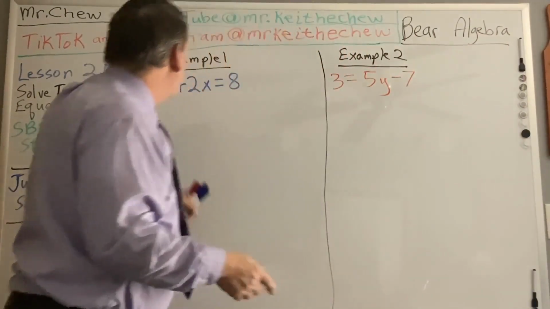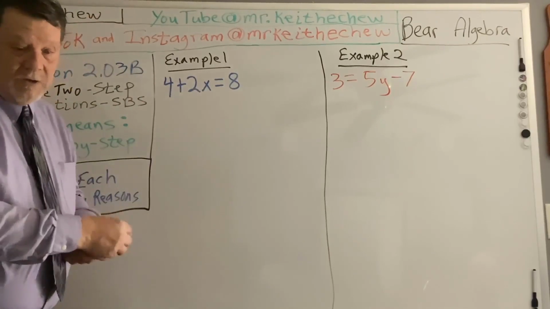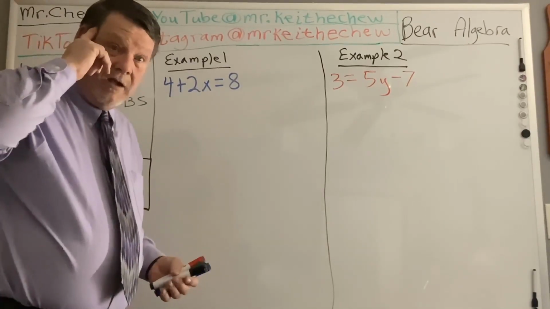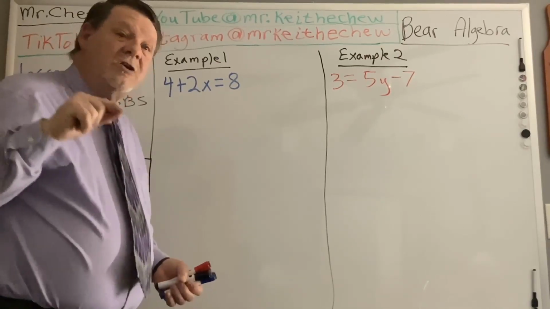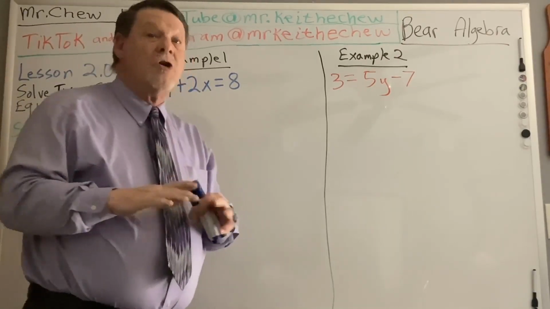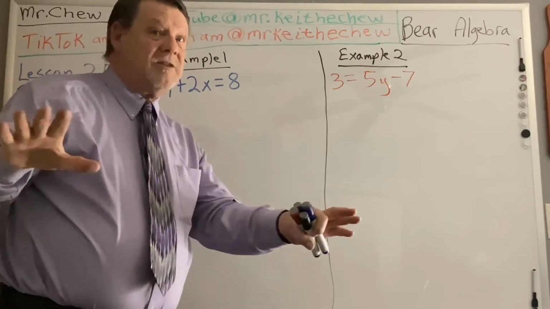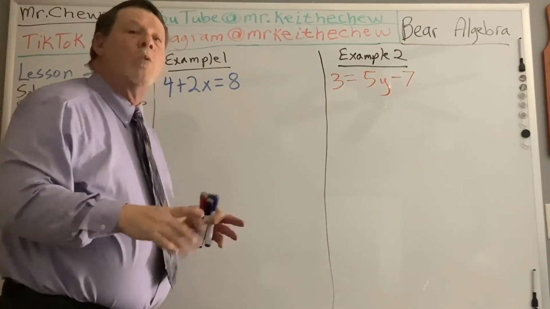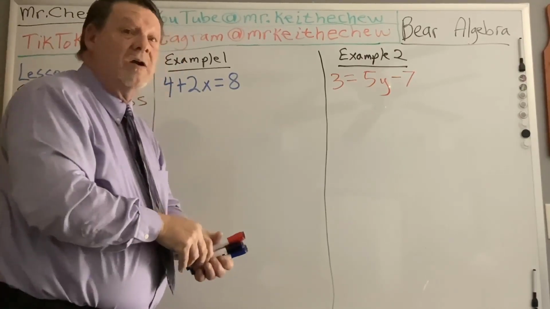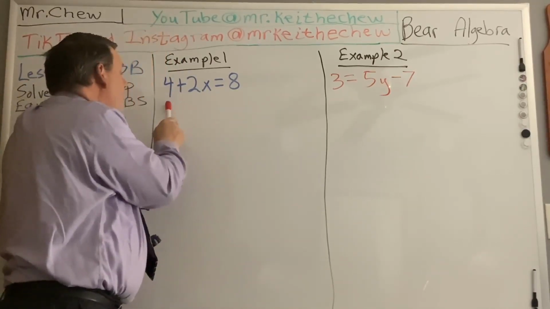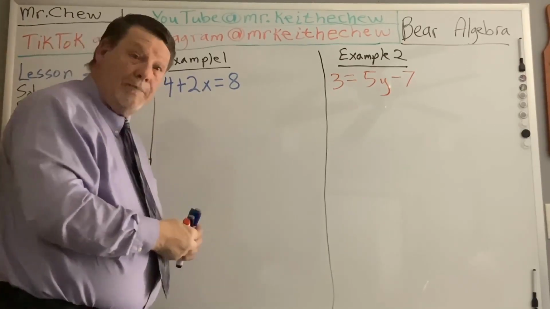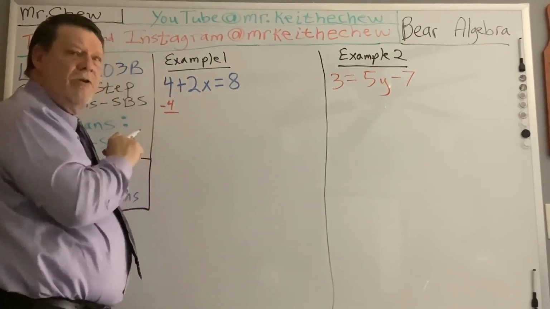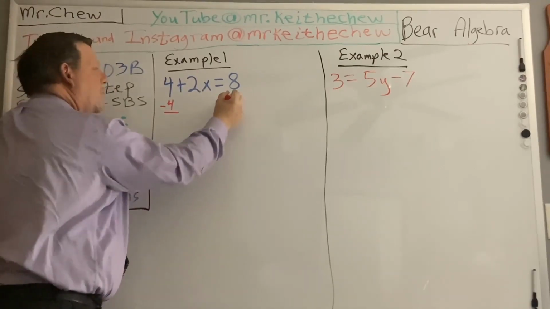So let's look at example 1. 4 plus 2x equals 8. So I have to say in my mind, I have to undo the addition or subtraction first if there's no like terms and no parentheses, no distributive property. There's none of those things. So we undo subtraction or addition first. So how do you undo plus 4? You do the opposite or inverse, which is minus 4. Line it right up underneath it. Minus 4 right underneath the 8.